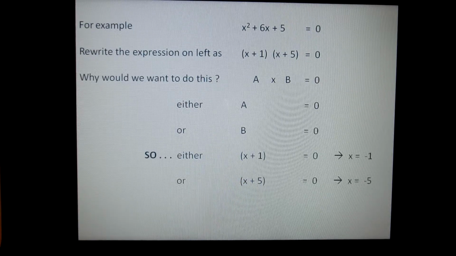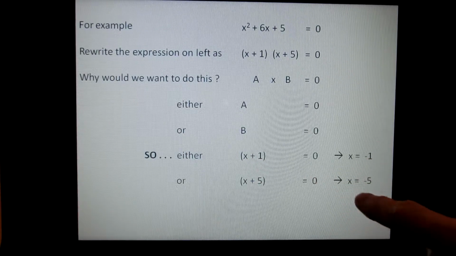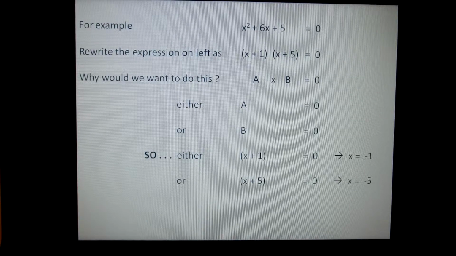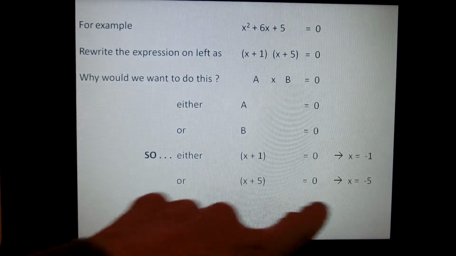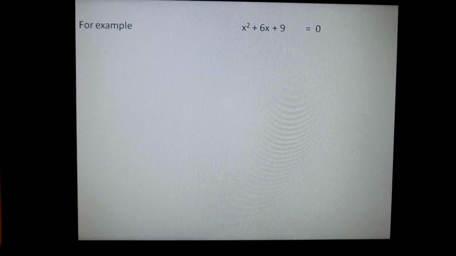So the two solutions are x equals -1, which will make that true, and x equals -5, which makes that true. So we have two solutions, the same two solutions as before: either x equals -1 or x equals -5.